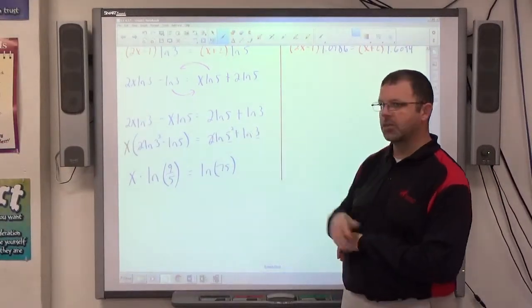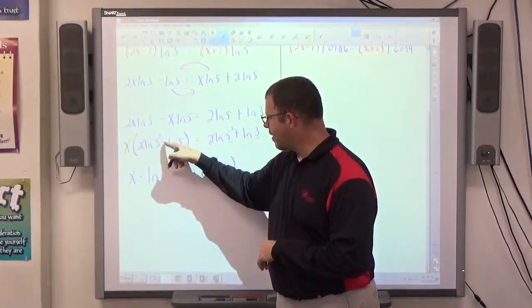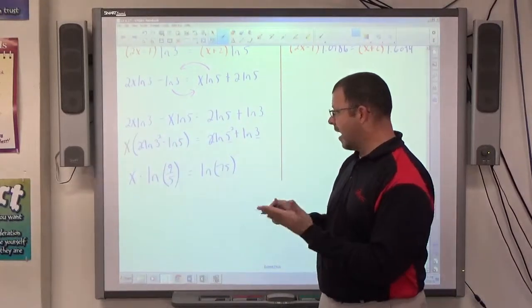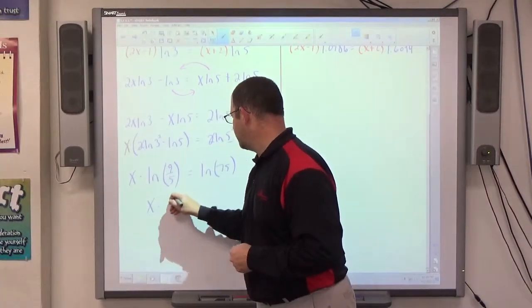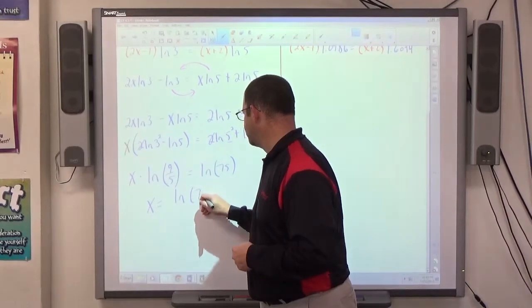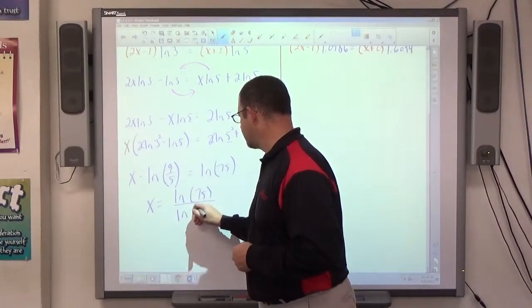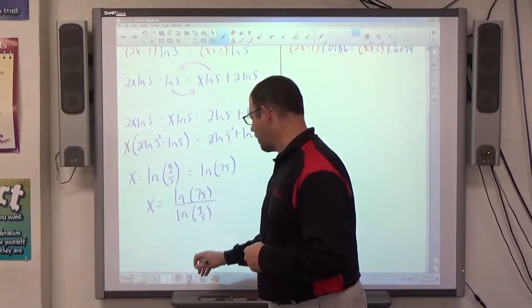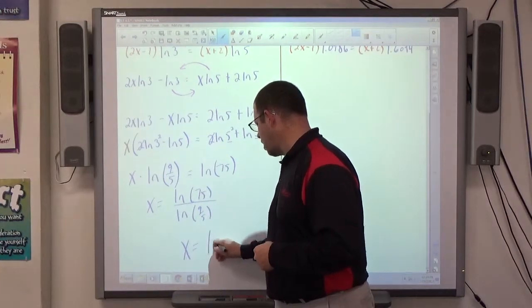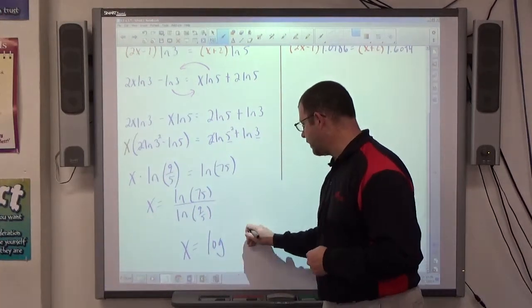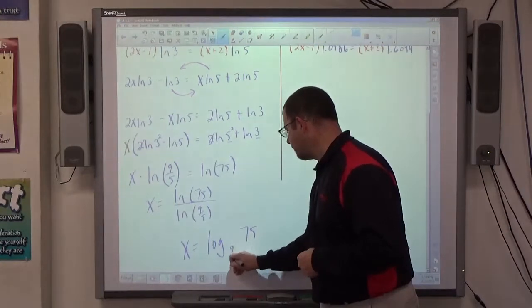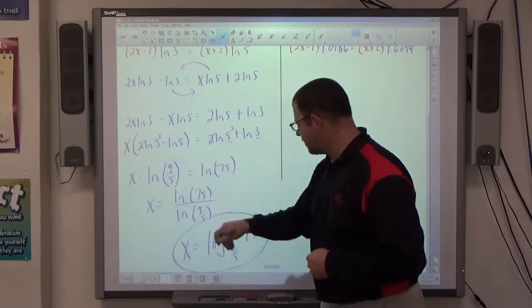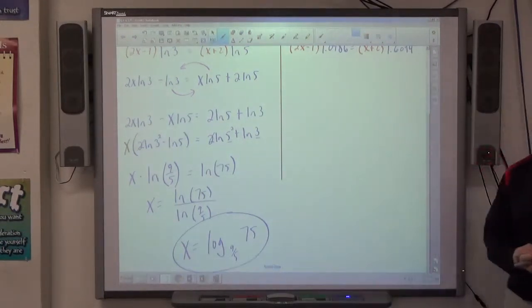Times 3, multiplying because it's plus, 9 divided by 5, dividing because it's minus. And then that tells me that x equals the log of 75 over the log of 9/5. And then we write down our classic solution in logarithmic form, log of the top, base the bottom. That is the exact answer in the way I would expect it to be written.